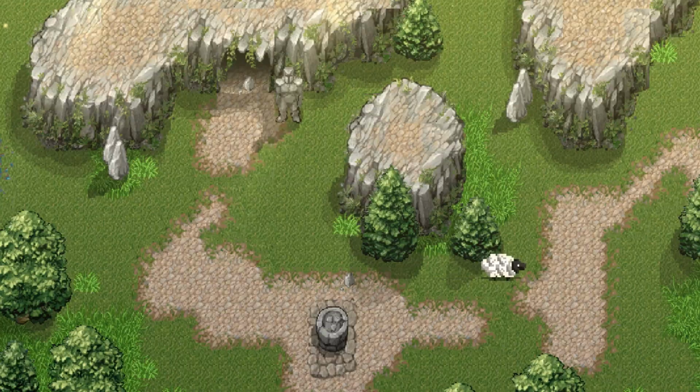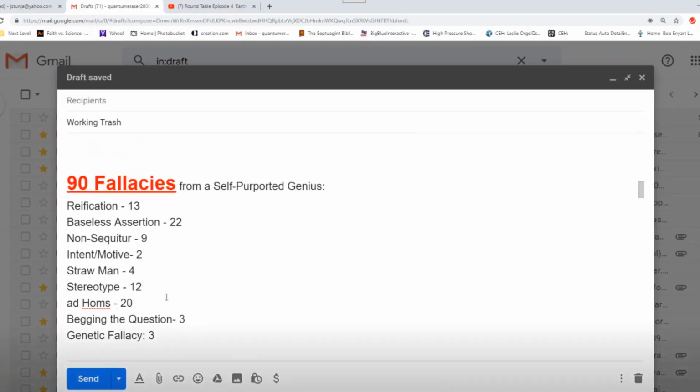That's a 9-0 bagger right there. We'll have to adjust. It's one more begging the question fallacy, and I can't recall the other. So we've got reification, 13 counts. Baseless assertion, 22 counts. Non sequitur fallacy, 9 counts. Intent motive fallacy, 2 counts. Strawman fallacy, 4 counts. Stereotyping fallacy, 12 counts. Ad hominems, 20 counts. Begging the question, 4 counts. And genetic fallacy, 3 counts.